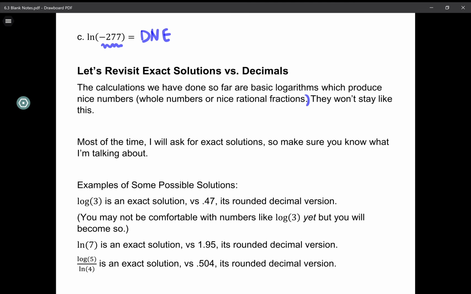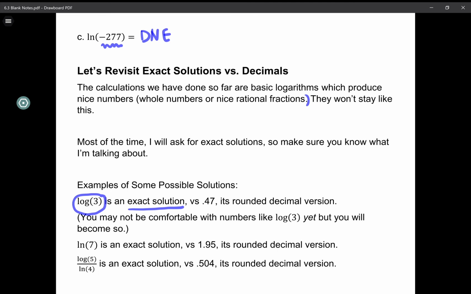If you're solving an equation and the answer is log 3, I want you to write down log 3 as your answer. If I ask for an exact solution, log 3 is an exact solution. If you're doing a story problem where you need to get an estimate, then you can round and give a decimal version, but most of the time, I'm going to ask for the exact solution, so log 3 is the exact solution. At this point, you may not be super comfortable with numbers like log 3 as an actual number, but it is an actual number, and you will get more comfortable as time goes by.